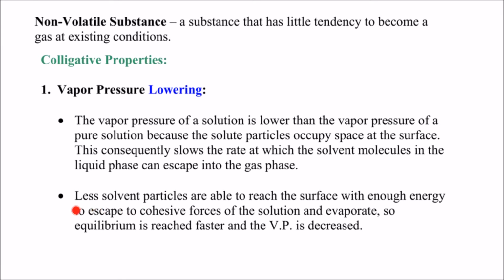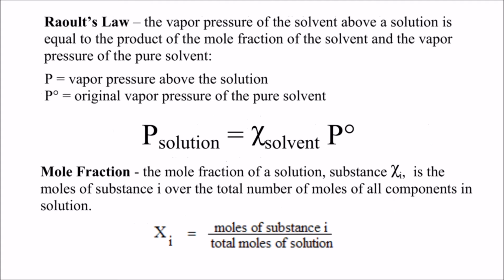So as we said right here, fewer solvent particles are able to reach the surface with enough energy to escape the cohesive forces of the solution and evaporate. That means equilibrium is reached faster and the vapor pressure is decreased. Okay, now that we've talked about vapor pressure lowering, let's talk about Raoult's law.